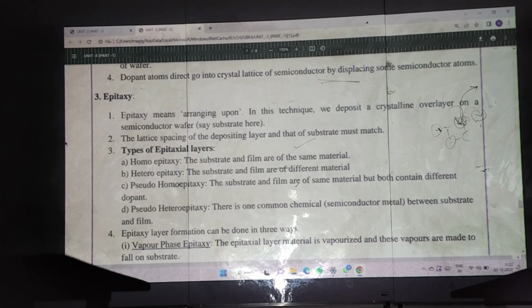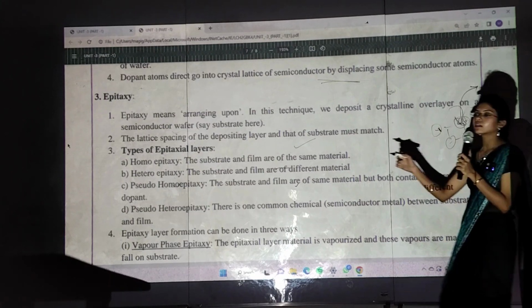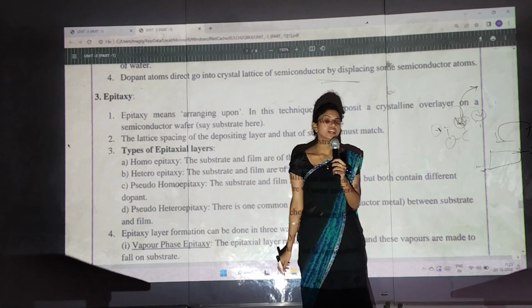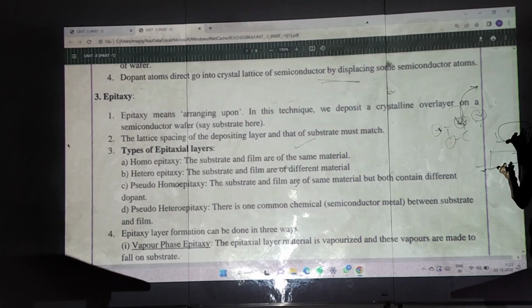Now epitaxy means we are going to arrange a layer on top; epitaxy means arranging upon. The base layer you take first is called the substrate. Whatever you arrange above it to dope is called the epitaxy layer. In this technique, we deposit a crystalline overlayer on a semiconductor wafer, where the wafer here means the substrate, the original semiconductor layer we are taking. The lattice spacing of the depositing layer and the substrate must match.